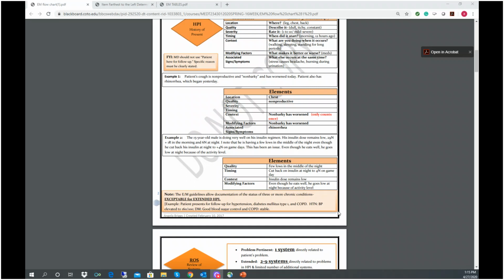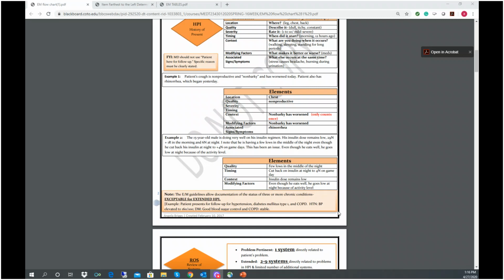So the things we have here are quality, because there are a few lows in the middle of the night. We have timing: he's cut back on insulin at night and on game days. Context: insulin does remain low. And modifying factors: even though he eats well, he goes low at night because of activity level. So although we have more information, we still only have 4 key elements.